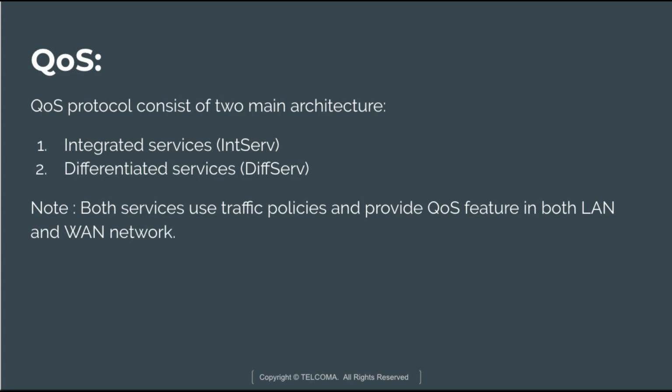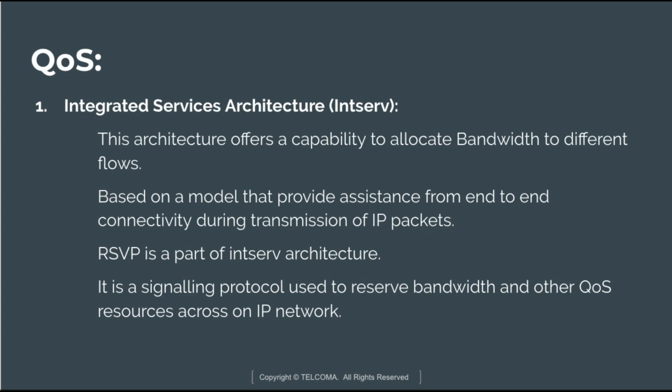Let's start with discussing the first architecture, that is integrated services. This architecture offers a capability to allocate bandwidth to different flows. It will define a bandwidth to different packets that are flowing in the IPv6 network. In this architecture, routers store the information about the flows and analyze each packet separately, based upon the model that provides assistance from end-to-end connectivity during the transmission of the IP packet.